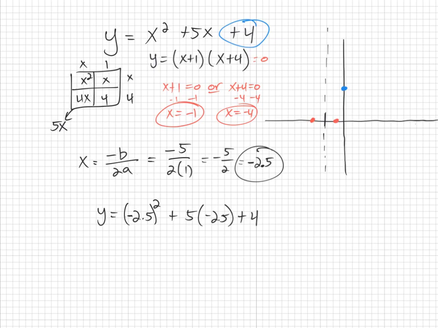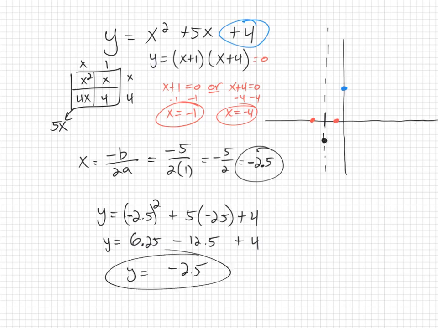And I'm going to use my calculator because I don't want to do this by hand. -2.5 squared is positive 6.25, and 5 times -2.5 is -12.5, and plus 4, so 6.25 minus 12.5 plus 4 is -2.5, and it tells us that the y value is -2.5. So -2.5 is right there. And you can see that this actually makes this perfect parabola when you go to graph it. So you're using all of these tools to your advantage here.